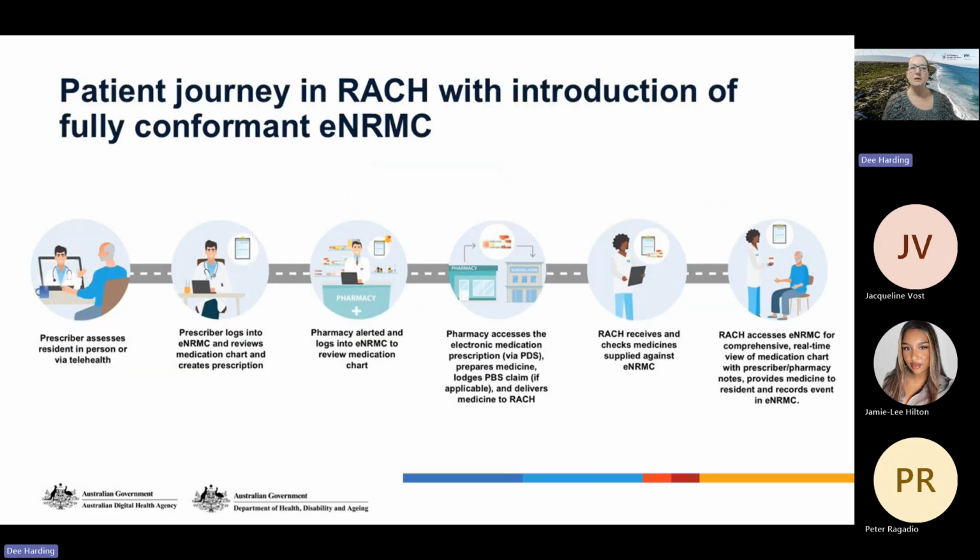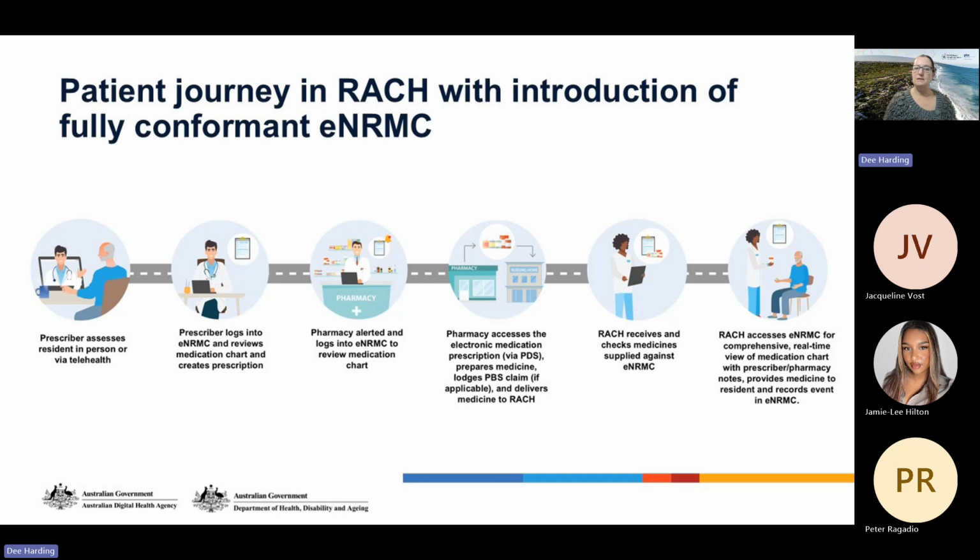So the patient journey with a conformant system, what does that look like? In this graphic, you can see there are also 6 touch points. However, you will note this also includes all of the necessary steps. This is from the GP's perspective, from the residential home's perspective, and the pharmacist's perspective. Everything is done. So the residential home can access the eNRMC for a comprehensive real-time view of the medication chart with prescriber and pharmacy notes all attached.